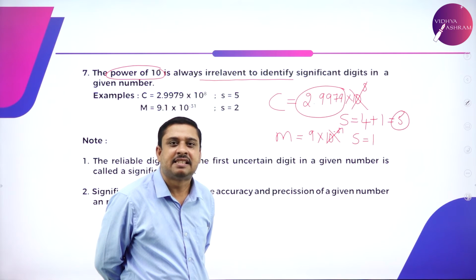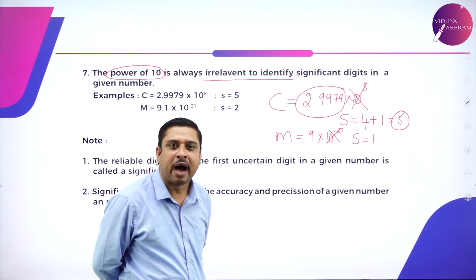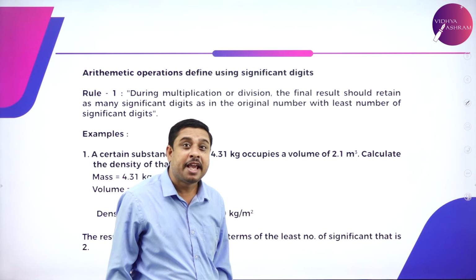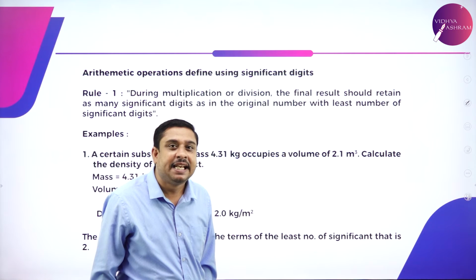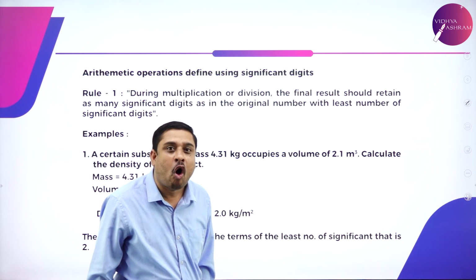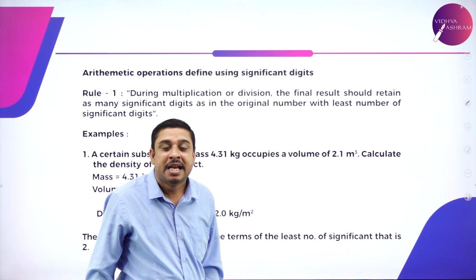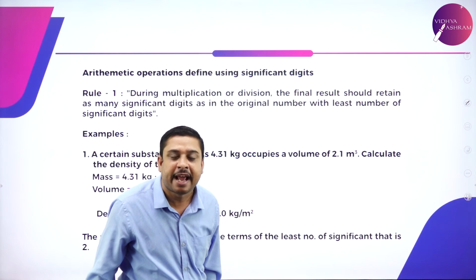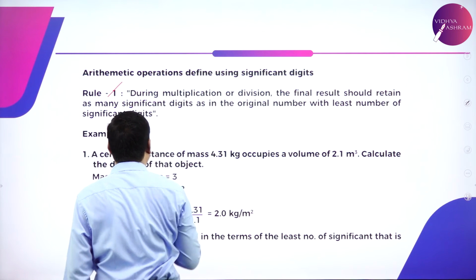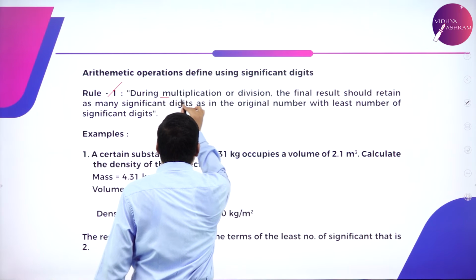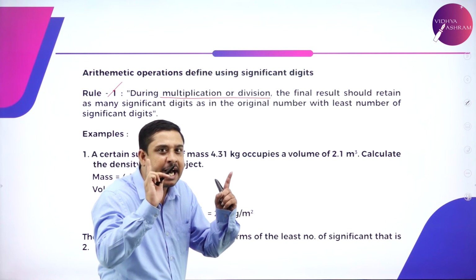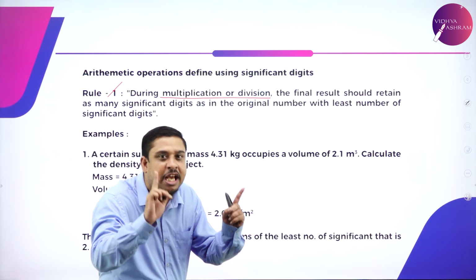So, dear students, these are the set of rules which will help me to identify significant digits. Now, how do I use these significant digits to express my mathematical operations? How do I keep the result of any mathematical operation in terms of significant digits? So the first rule corresponds to multiplication or division.